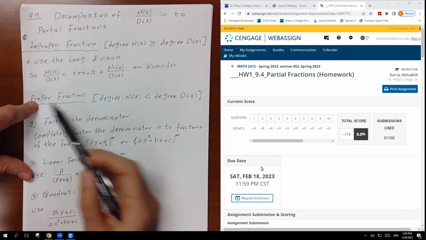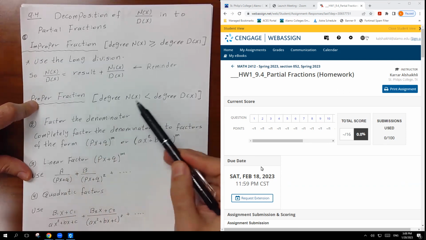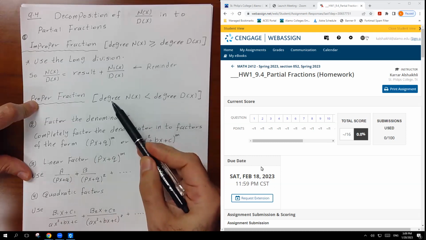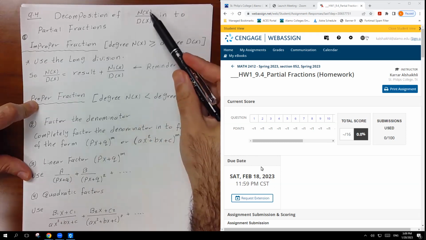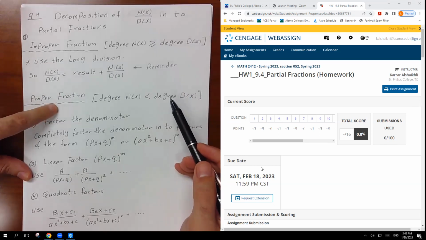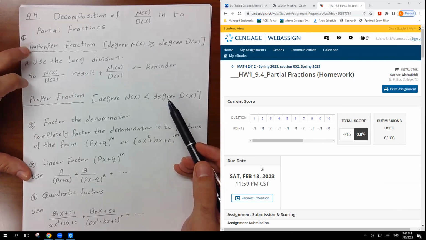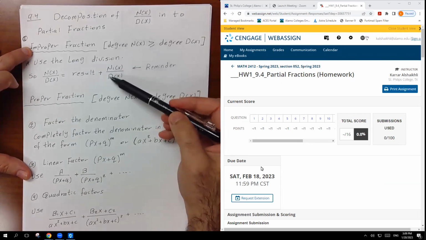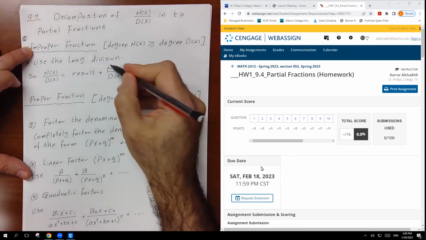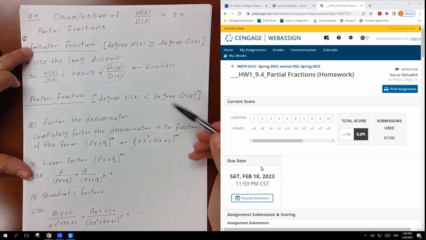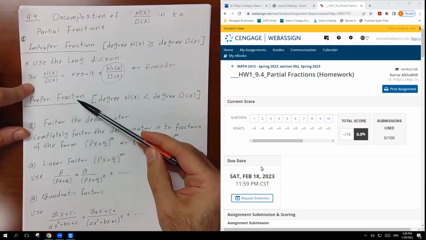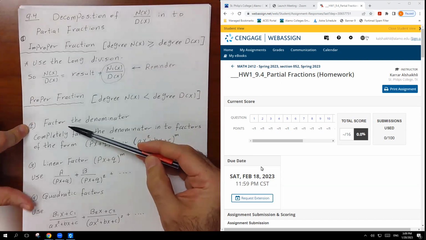If you have a proper fraction, which means the degree of N(x) is less than the degree of D(x), that means the exponent in the numerator is less than the exponent in the denominator. So in this case, this is a proper fraction. If you have an improper fraction, you just use long division. If you have a proper fraction, you go to step 2 right away.